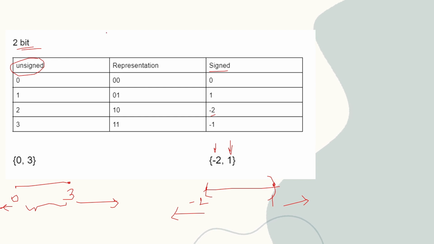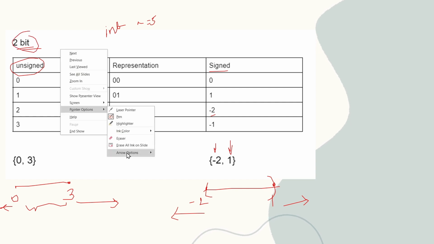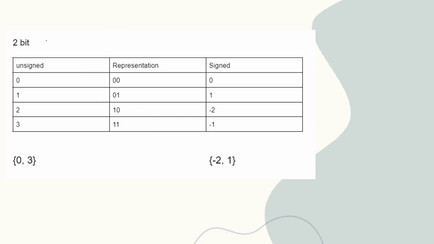You might be getting one doubt. I'm saying int a equal to 5, but you are telling only 0 to 3 is the range. Wait, it's a 2-bit representation, right? What is the size of an integer? I said 2-bit only as an example for an unsigned int. But actually, an integer is of how much? It is of 4 bytes.